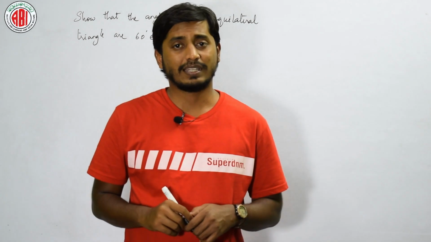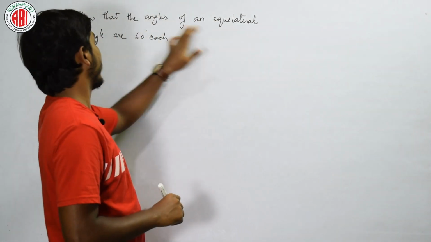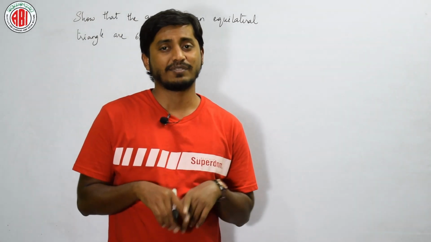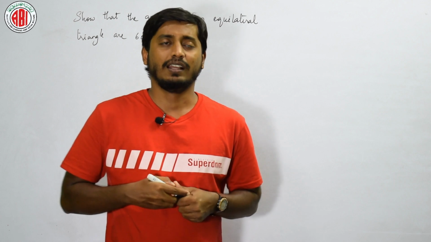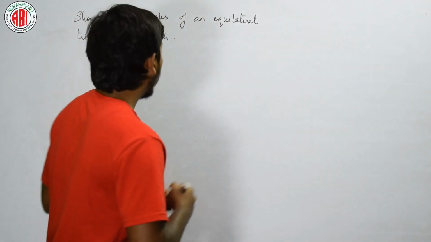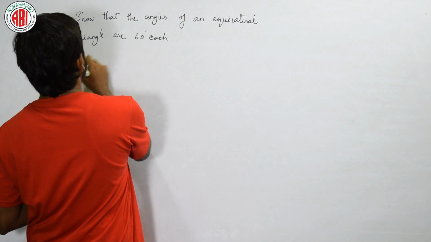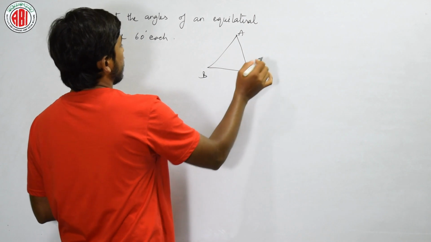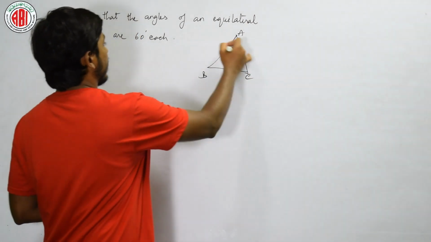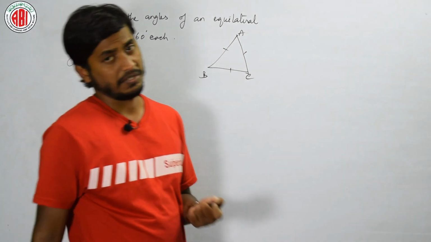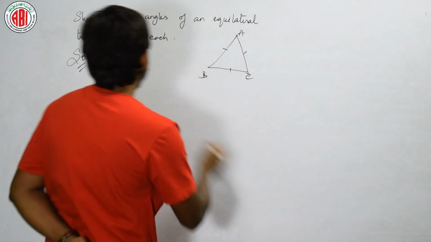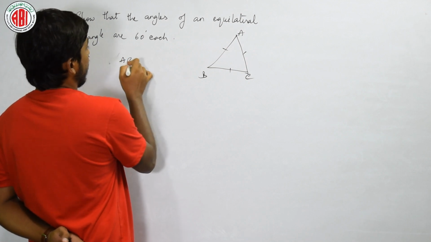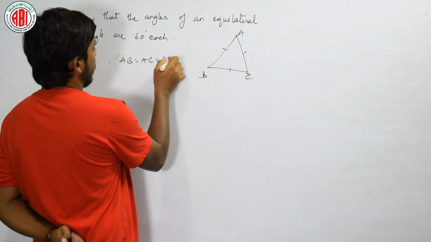Let's do. Look at the next question here. He gave, show that the angles of an equilateral triangle are 60 each. You people know that an equilateral triangle will have all three same sides, all three angles equal, right? So, let us prove it. How do we do? Let us consider an equilateral triangle ABC. You people know that all sides are equal. Yes or no? Then write, AB equal to AC equal to BC.